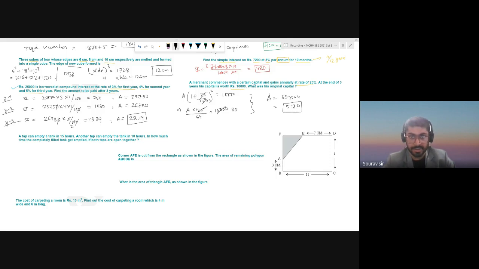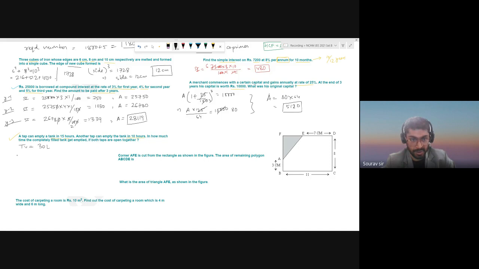All right, then next, this time and work. A tap can empty a tank in 15 hours. Another tap can empty the tank in 10 hours. And how much time will a filled tank get emptied? Good. So let's take total volume is the LCM of these two, 30.